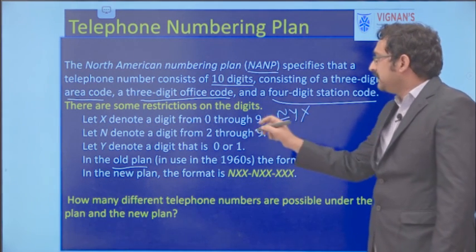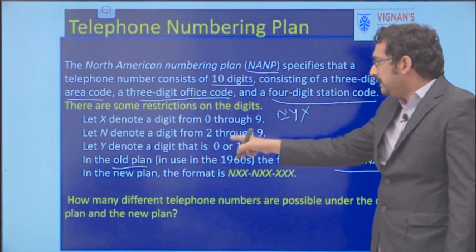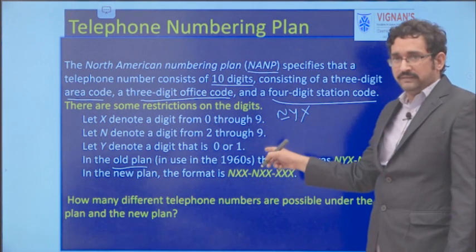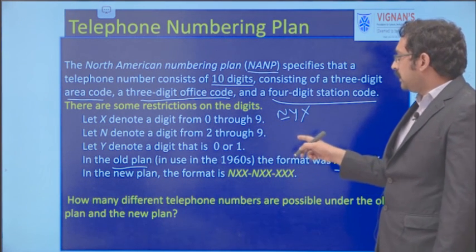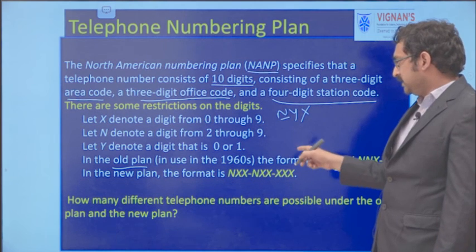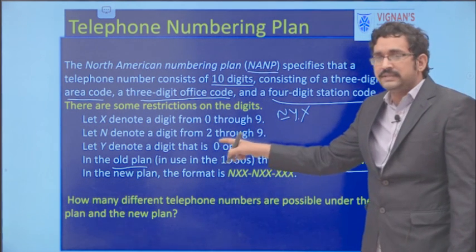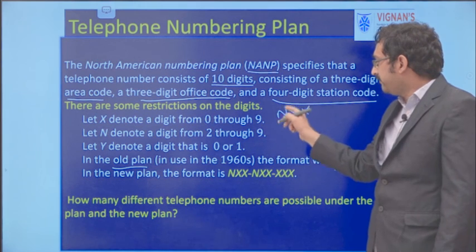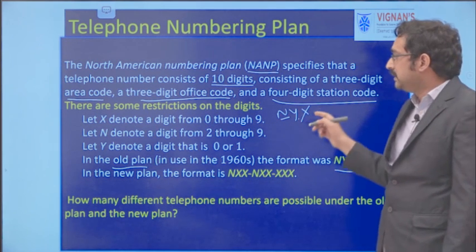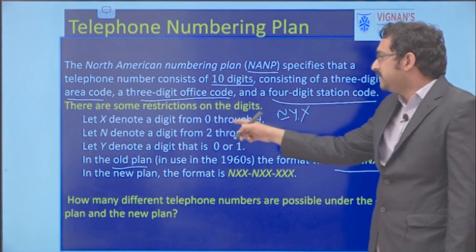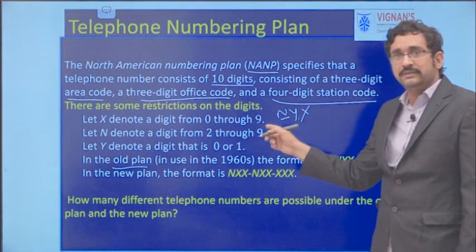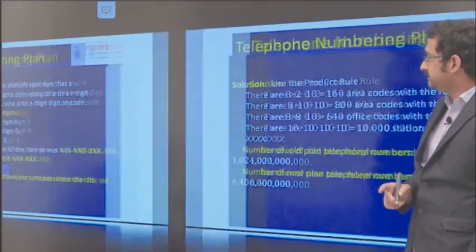So what is N? N stands for all the digits from 2 to 9. So how many digits are there? 8. Followed by Y. Y should be either 0 or 1. That means for Y, we have two options. What is X? X denotes a digit between 0 to 9. That means 10 possibilities are there.